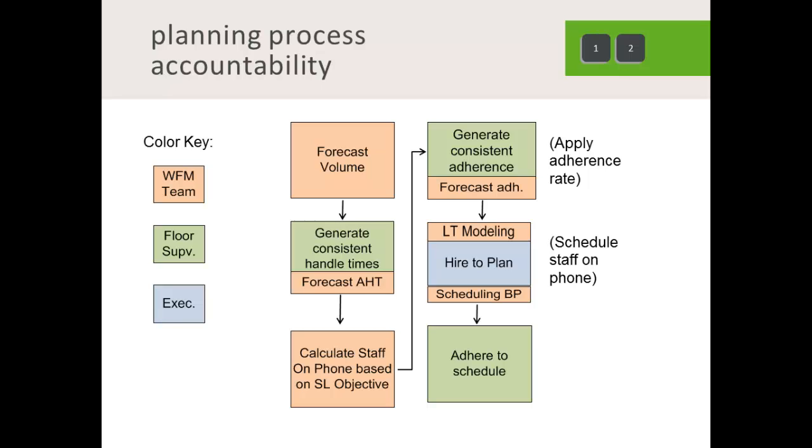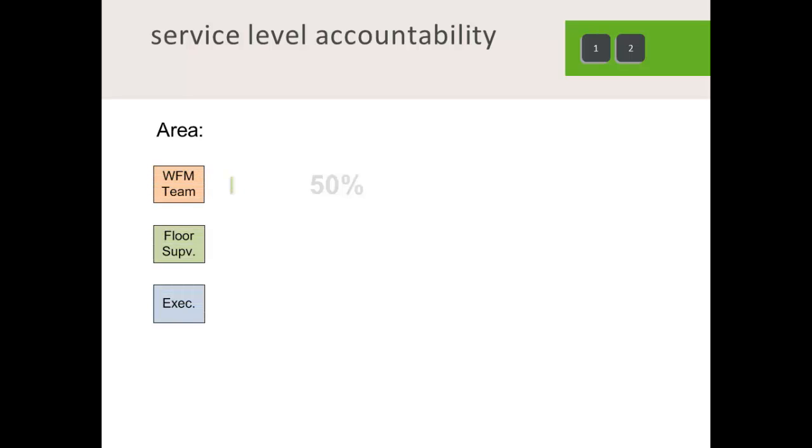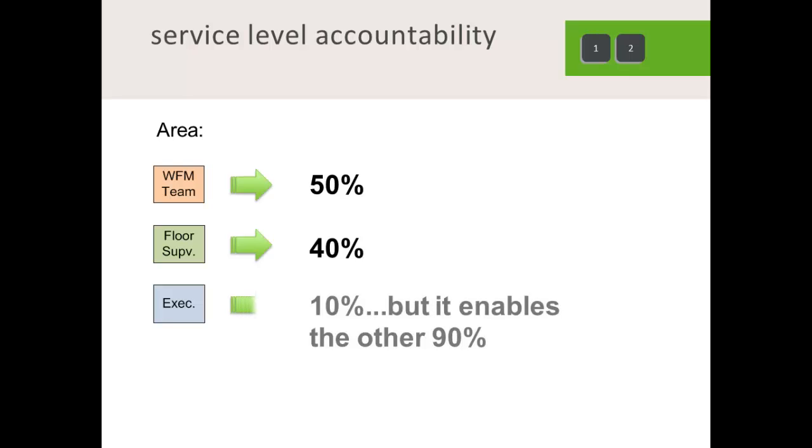Well, look at the colors. I'm looking at it and saying, workforce management team, about 50% accountable, floor supervision, about 40%. That leaves 10% for the executives, but it's a key 10%. If we get that piece of it wrong, the other 90% really doesn't matter. So that's our split, 50, 40, 10, and that's my take on service level accountability.